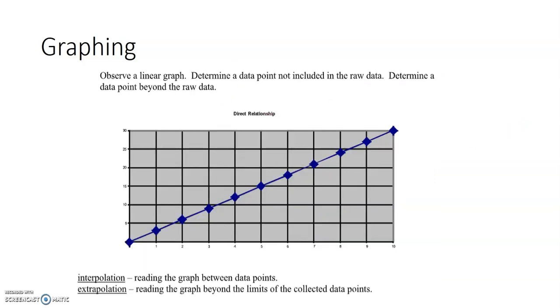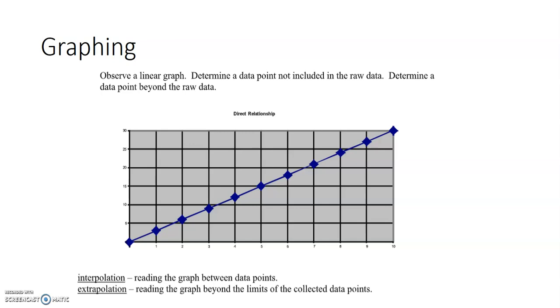Finally, we'll discuss reading a graph with interpolation or extrapolation. So interpolation is reading a graph between the data points. So when you're looking at a graph, you can kind of estimate the value to interpolate, or extrapolate, which is outside of the range of data.